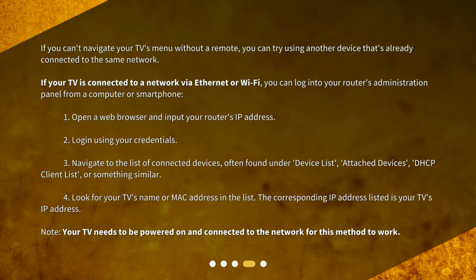1. Open a web browser and input your router's IP address. 2. Log in using your credentials. 3. Navigate to the list of connected devices, often found under Device List, Attached Devices, DHCP Client List, or something similar. 4. Look for your TV's name or MAC address in the list. The corresponding IP address listed is your TV's IP address. Note: your TV needs to be powered on and connected to the network for this method to work.